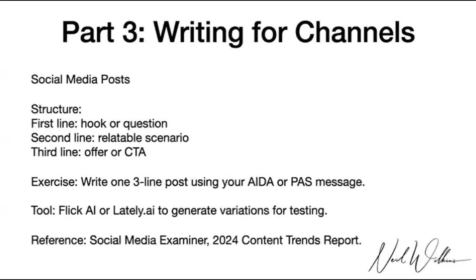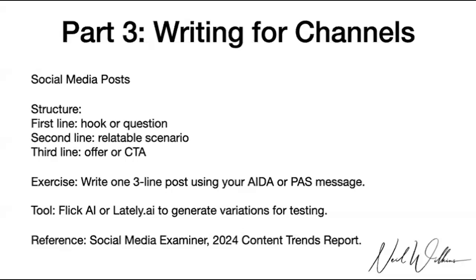Once you've done that, one of the channels you're very likely to be using, obviously, is social networking. So you may well be using this message that you're creating within social media. Typically, the structure of a social media post is going to have a first line, a hook or a question. It's then going to have a second line, the relatable scenario, which is what we've already been building, this really engaging thing that engages both emotionally and technically. And then a third line, which is the offer or the call to action.